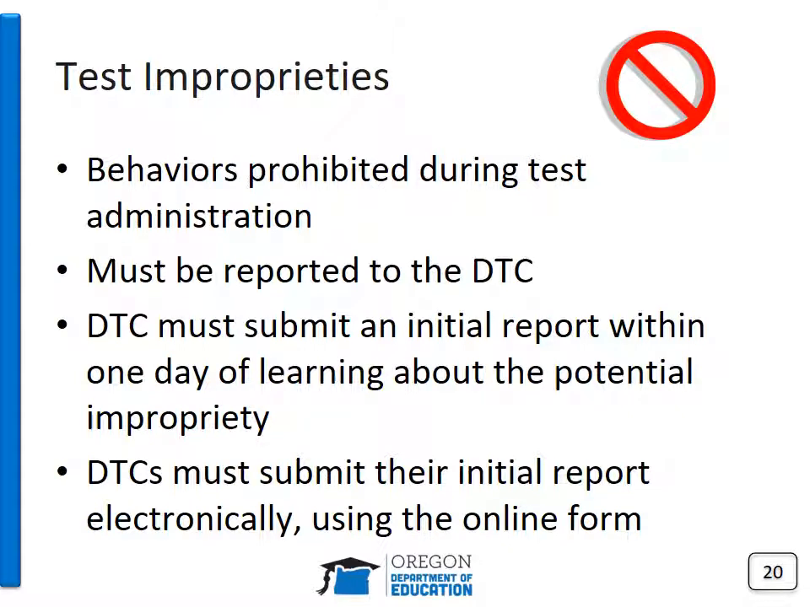The assessment environment and requirements include supervision by a trained test administrator and ensuring that only allowable universal tools are available and reading the directions verbatim. A testing impropriety is behaviors prohibited during test administration, and they must be reported to the DTC, and the DTC must submit an initial report within 24 hours of learning about the impropriety, and they're going to use the electronic form online.